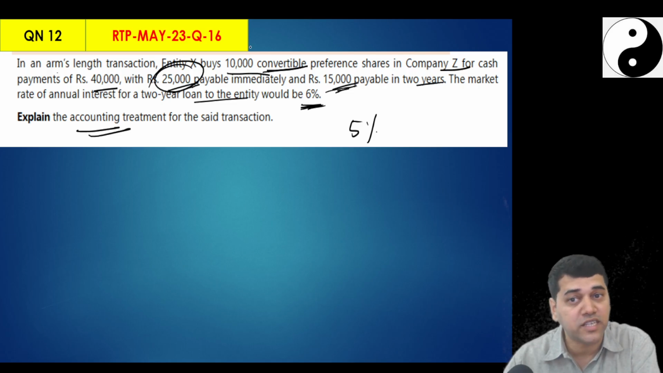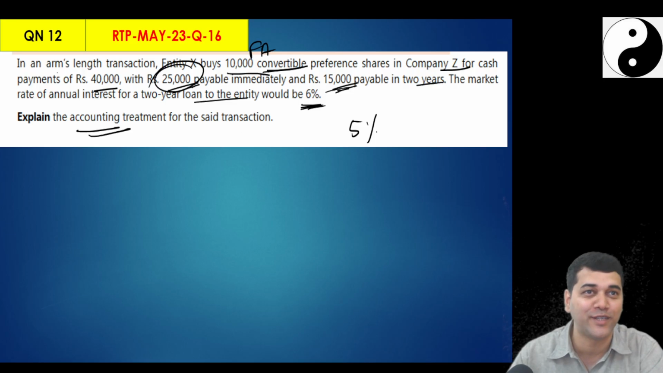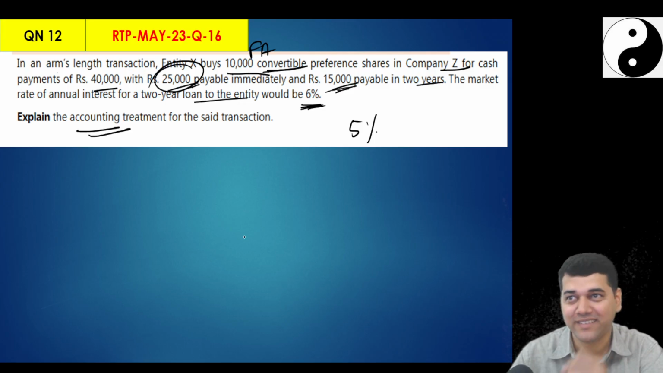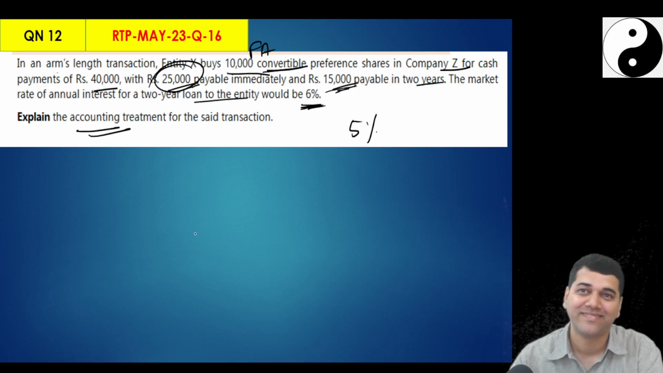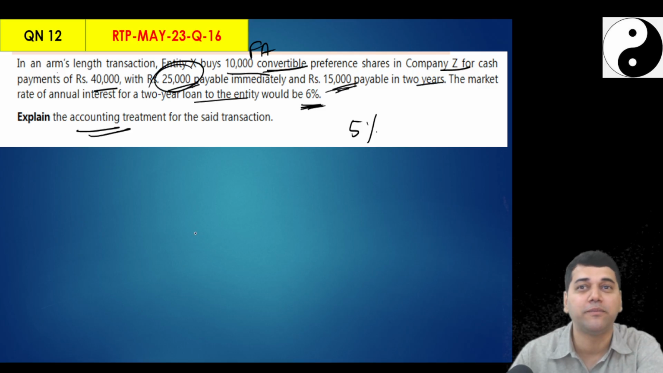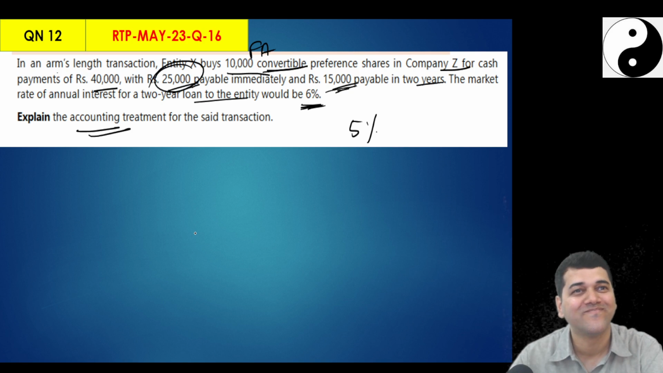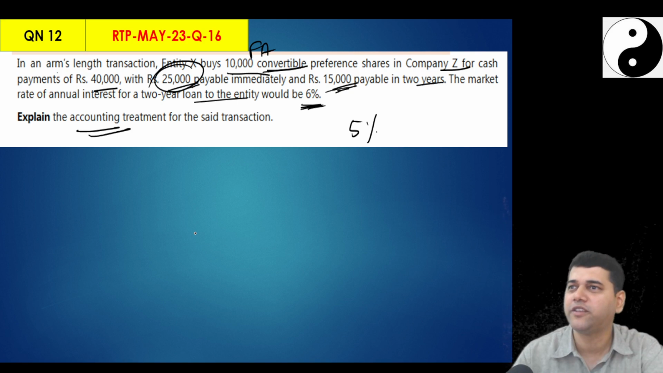First of all, is it a financial asset? I don't know. You have to tell me. You have learned the definition, no? Is it a financial asset? Why? Okay, which type of convertible? Optionally convertible or compulsory convertible? What will you assume? Okay, let us see both the scenarios.